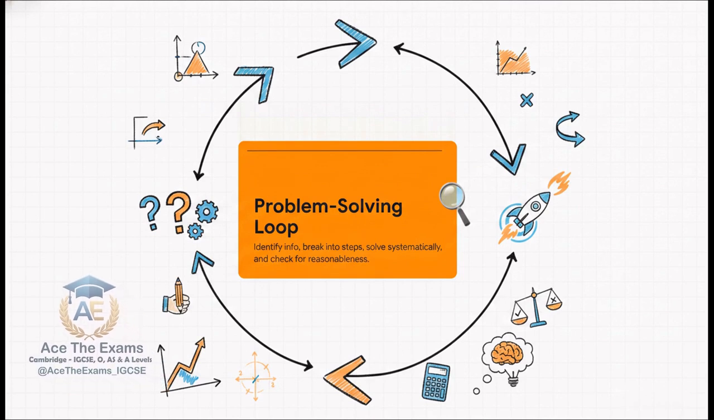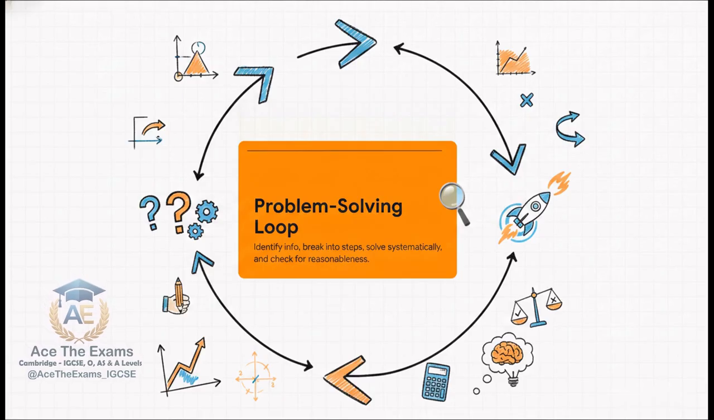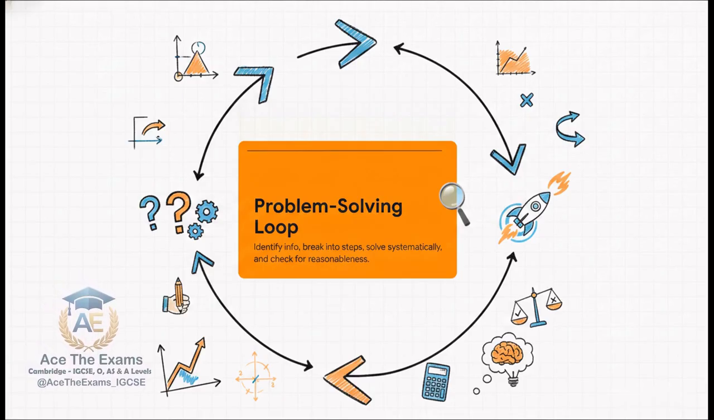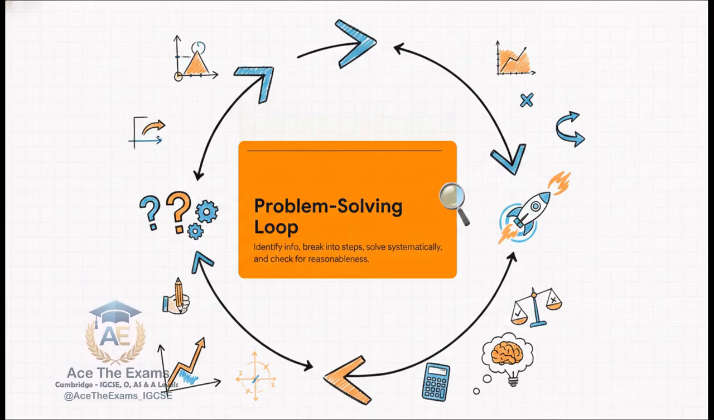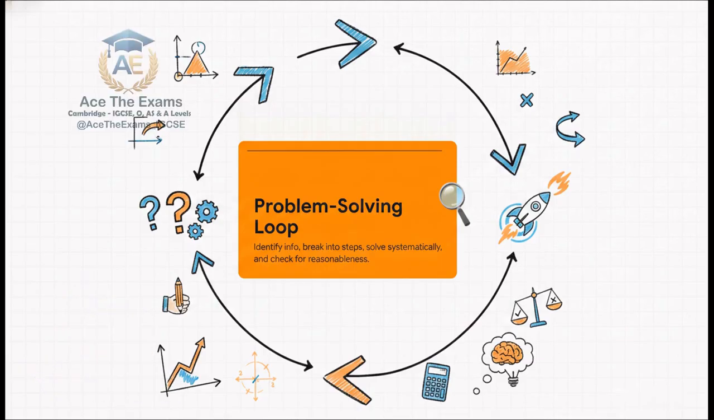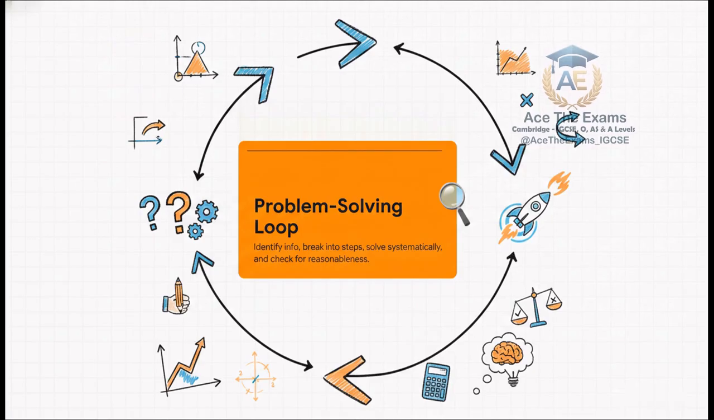Think of this as the beating heart of problem solving when you're equating like vectors. It's an active, continuous feedback loop. You identify the given info, you break it into logical steps, solve it systematically, and here is the real kicker. You check for reasonableness. If you calculate a vector that implies a physical impossibility based on the context of the question, well, this evaluation stage is exactly where you catch your own mistake before the examiner with the red pen does.